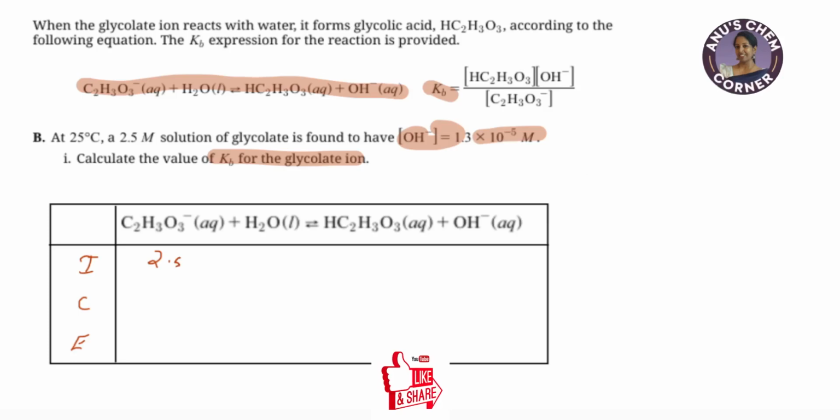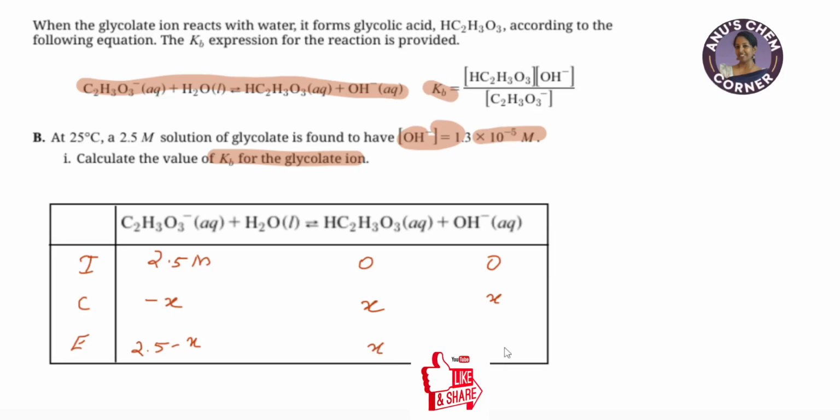They started with a 2.5 molar solution, and the products start at 0 and 0. H2O I don't consider, since it is a liquid. The change is minus X and plus X in a 1:1 ratio, so at equilibrium it is 2.5 minus X, and X and X, because the initial values are 0. Then what is this X? They already told us the OH minus concentration at equilibrium is 1.3 times 10 to the power of negative 5, so X is 1.3 times 10 to the power of negative 5, and the other product is the same value.